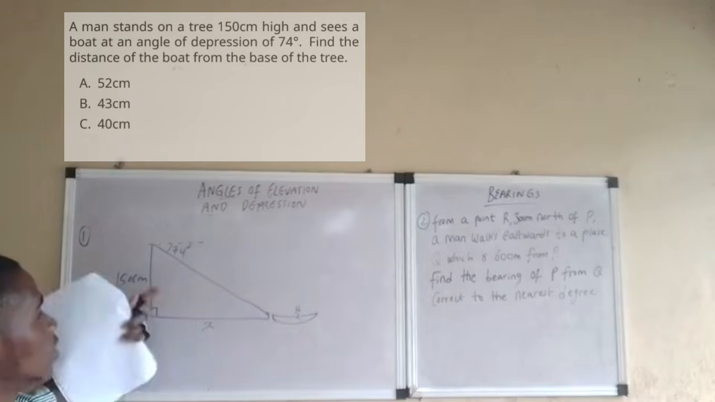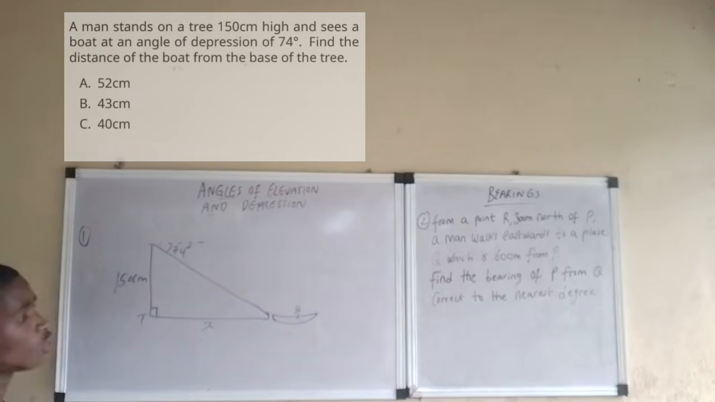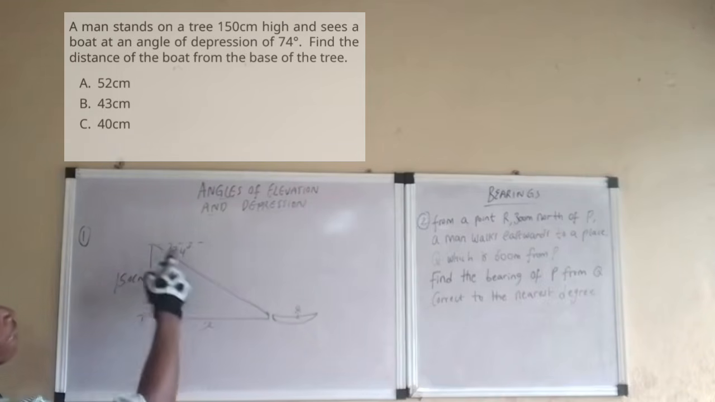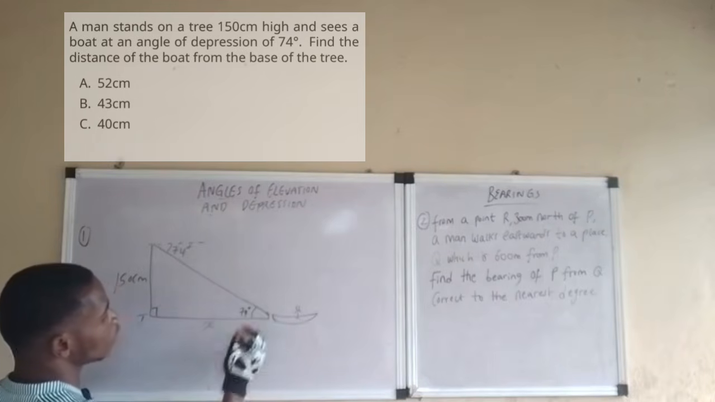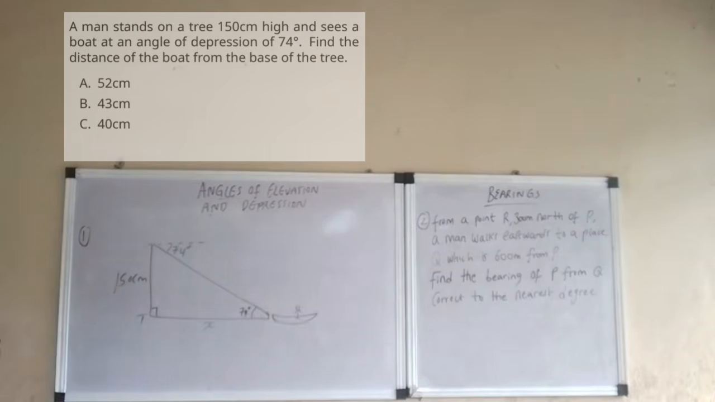that is standing on the tree is the angle of elevation of this person that is at the boat. So the angle of elevation of this person, if this person was also looking at the man that is on the tree, will also be 74 degrees. Do you understand? So what we need to solve for is x, which is the adjacent in this case. So the opposite is 150 centimeter, and the adjacent is x.